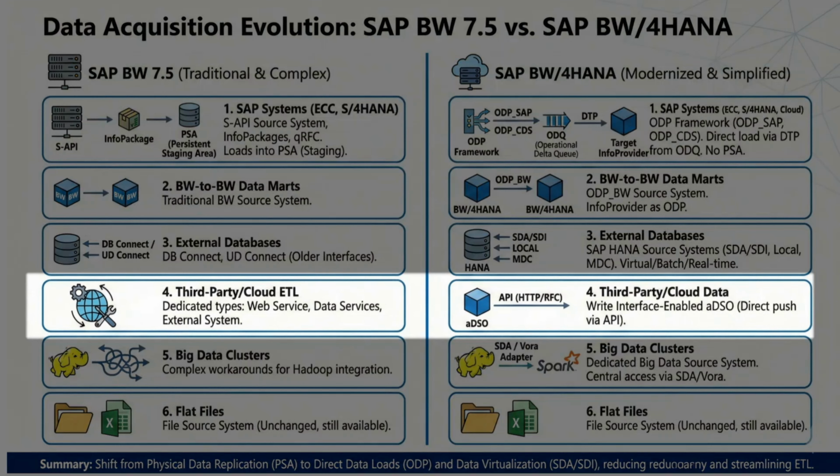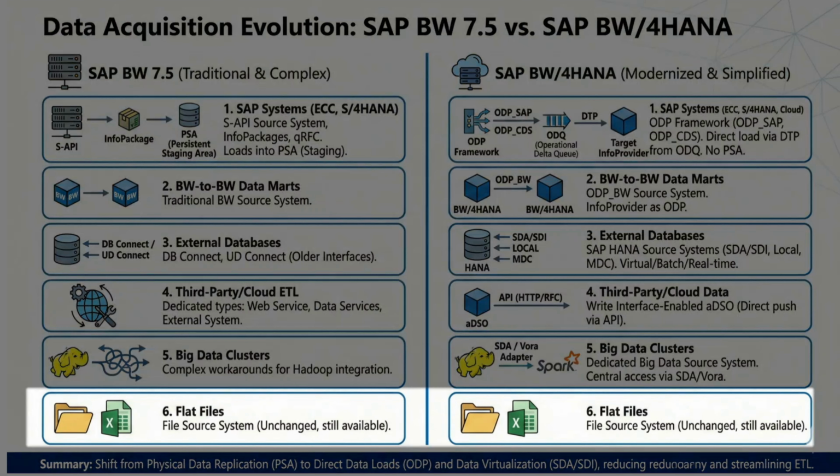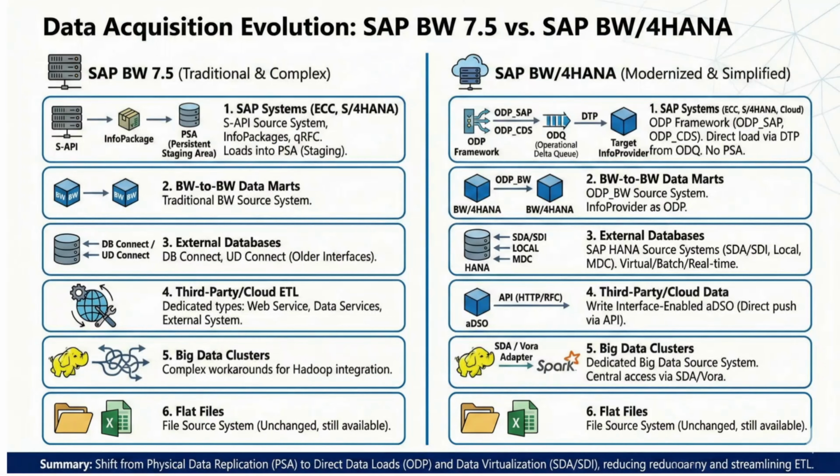Number 4 is for third party or cloud data. Instead of dealing with many complicated connection types, we now use standard APIs to push data directly into our system. Number 5 is big data cluster. Connecting to big data used to require complex workarounds. Now SAP provides a dedicated big data source system that makes central access much easier. And finally, number 6 is flat files. If you just need to load a simple file, the process is completely unchanged.